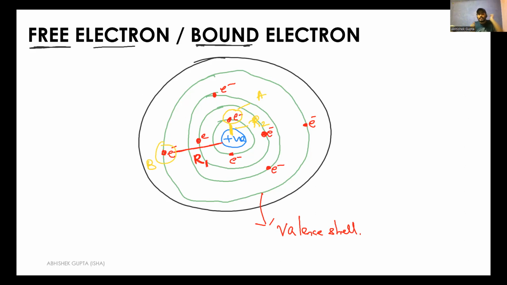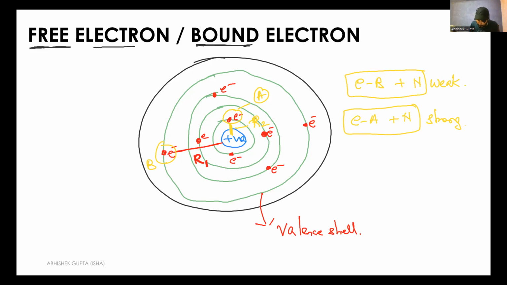And just now, since this distance is greater, the electrostatic force between electron B and the nucleus will be less compared to the electrostatic force between electron A and the nucleus. The force between electron B and the nucleus will be weaker compared to electron A and the nucleus, between which it will be strong.